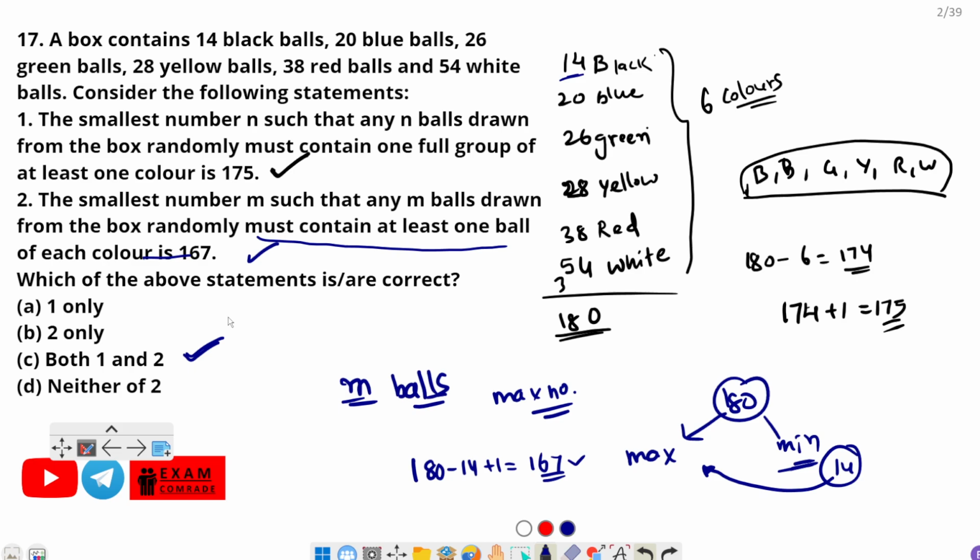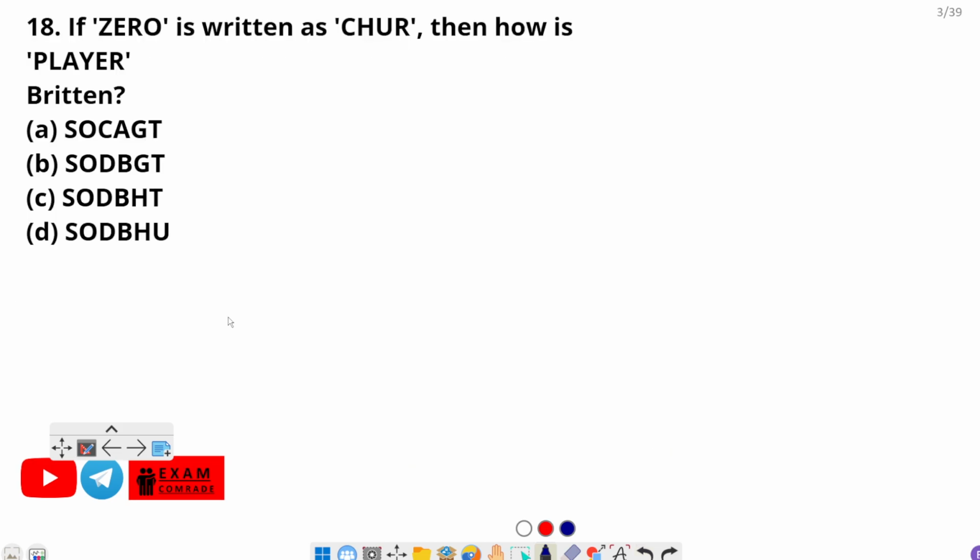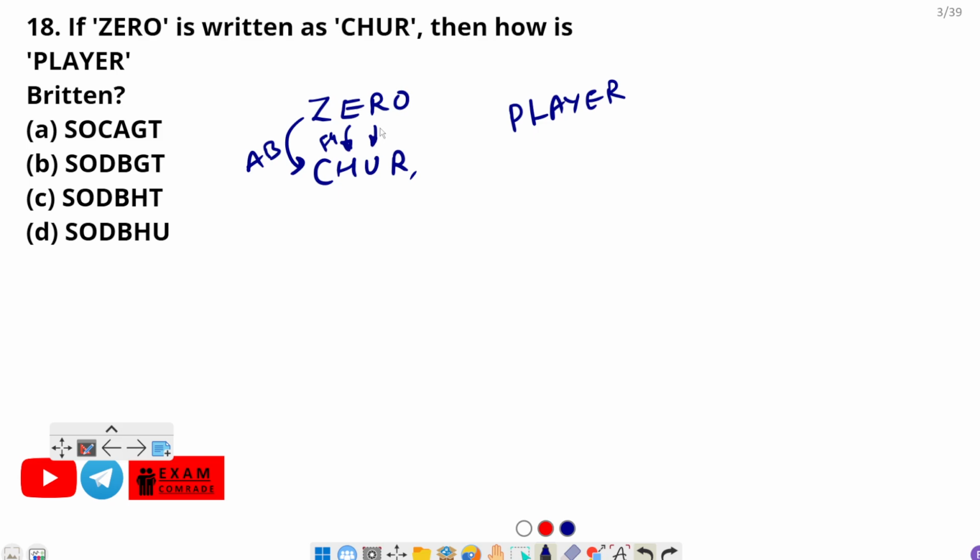Okay, let's go to next question. I think this is the very easy question of the paper. 0 is written as CHUR. Then how is player written? Z means AB skip, EFG skip, RST skip, OPQ skip.